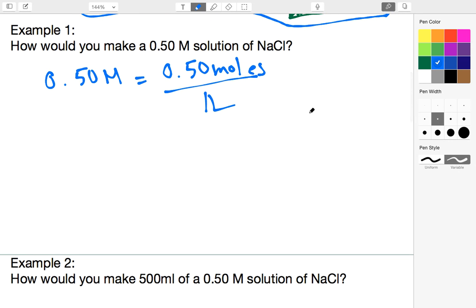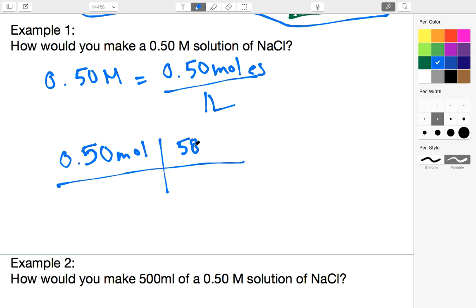So what I can do is figure out how many grams of NaCl I have in 0.5 moles. So let's do 0.50 moles multiplied by 58 grams because this is our molar mass. Moles cancels out. I'm left with just grams. I should get 29 grams.